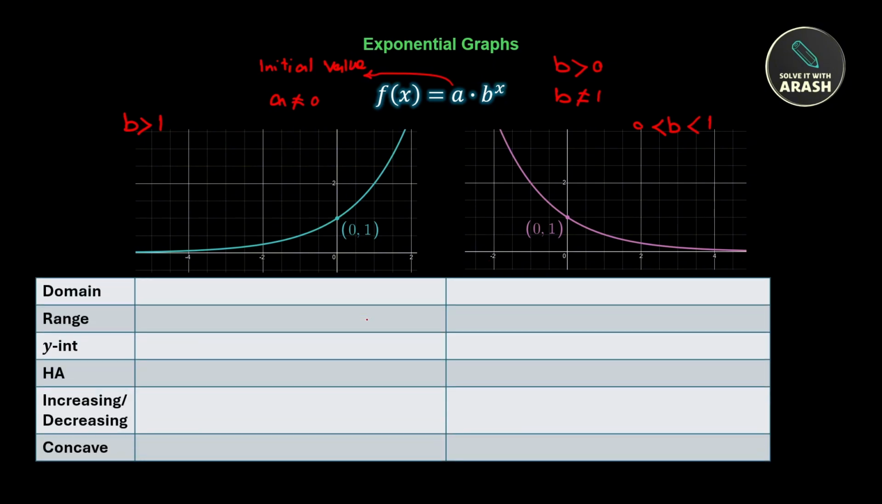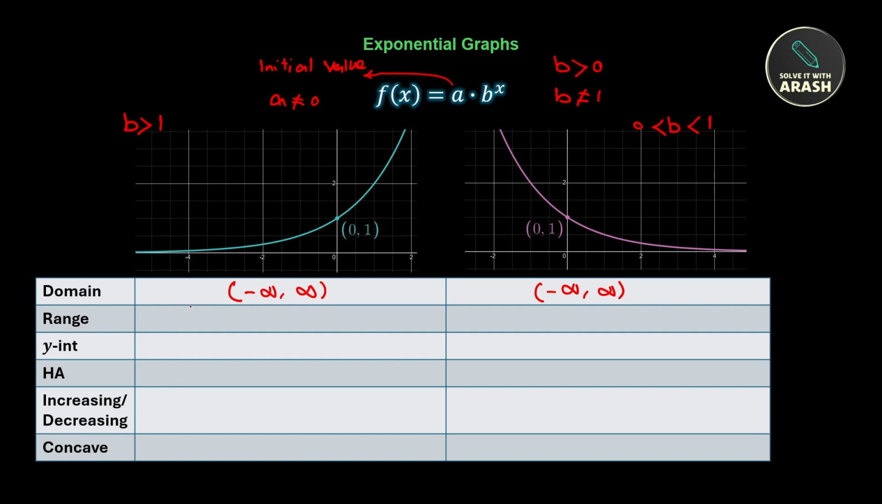Let's summarize the features of these two functions. In this table, I'm going to list domain, range, and other features. This way, we can compare the two graphs easily. In terms of domain, you can see that the graph of this function covers everything on the x-axis from far left to far right. So I can use negative infinity, comma, positive infinity for the domain of each.